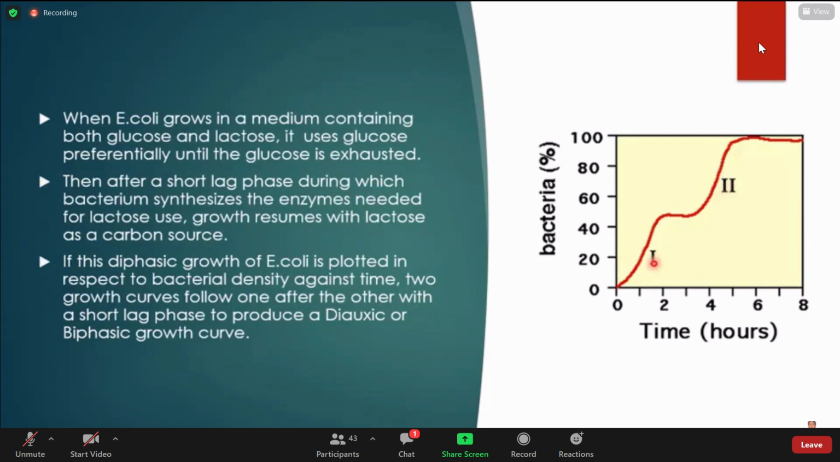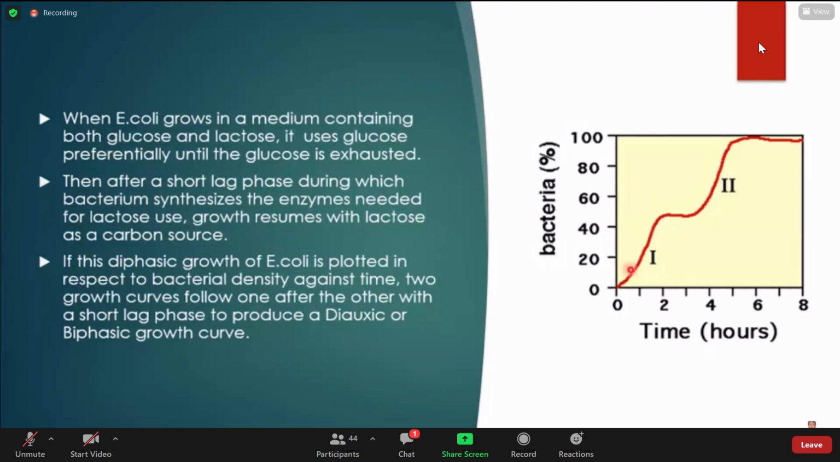If this diphasic growth of E. coli is plotted with respect to bacterial density and time, you are going to get two growth curves following one after the other with a short phase between them, producing a diauxic or biphasic growth curve. So biphasic or diauxic growth is one where you see two growth curves with a short lag phase between them, and this is observed because of having a choice of two carbon sources.